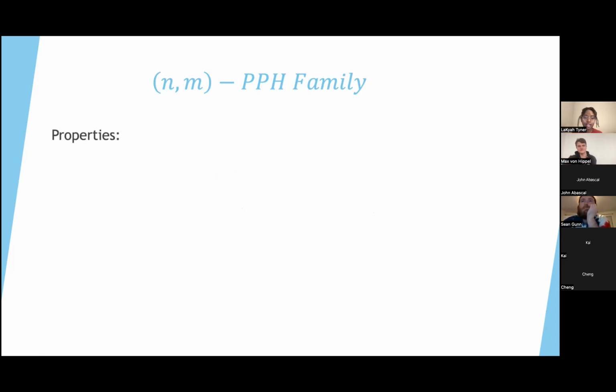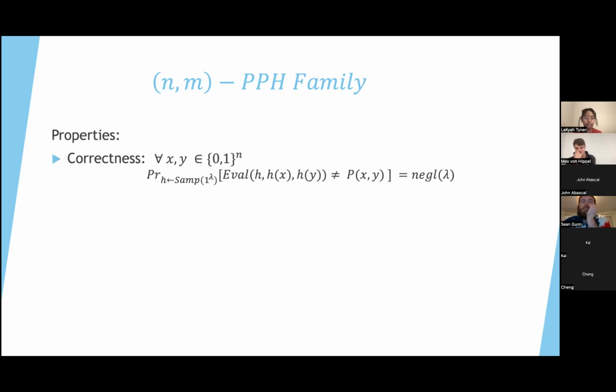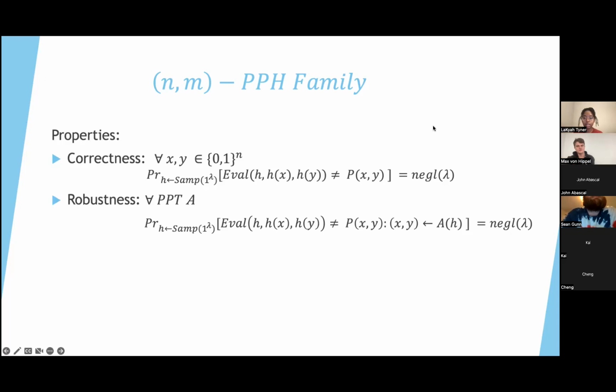Okay, so we also have to satisfy these additional properties. The first is correctness, which states that for every x and y, the probability that our eval algorithm outputs something different than p of xy is negligible. Okay, and so we also define this additional property called robustness, which means that for every PPT adversary A, correctness still holds even when this algorithm A has seen a description of our hash function and is able to choose x and y a priori.